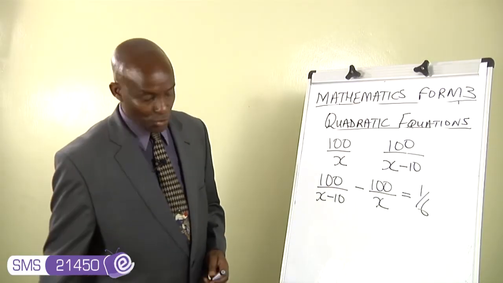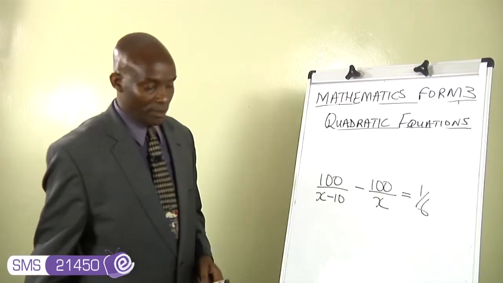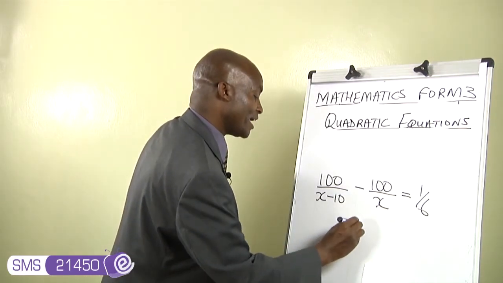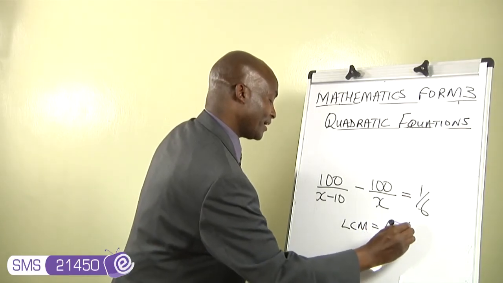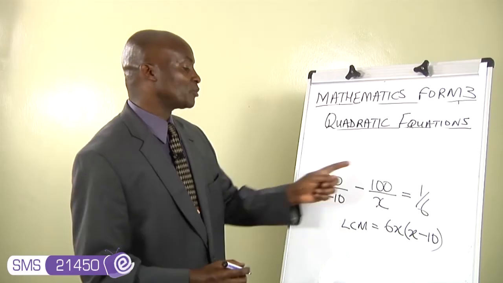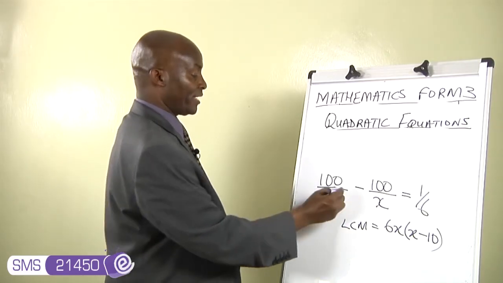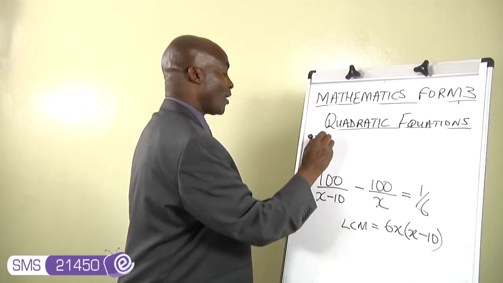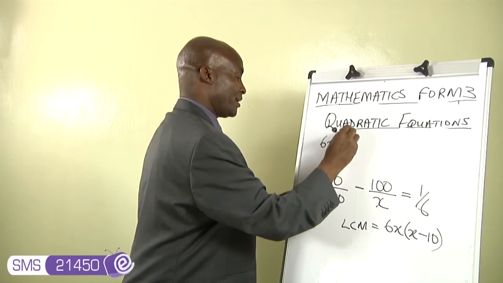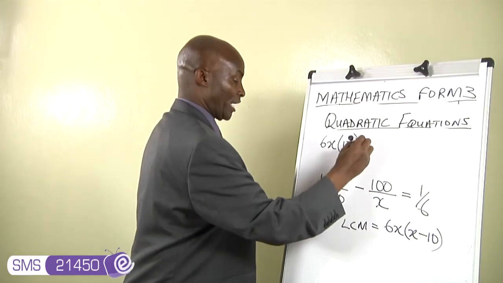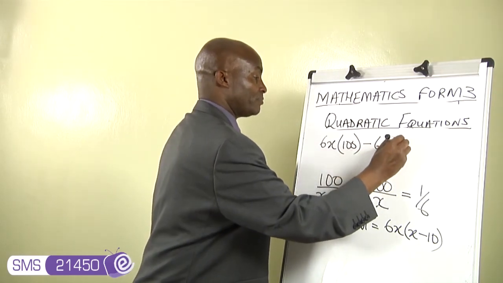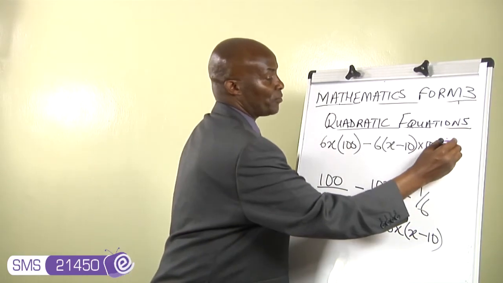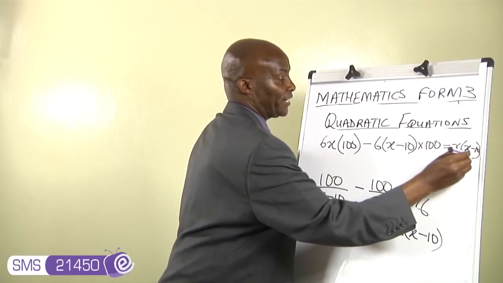And from there, what you need to do is to multiply this equation by the LCM of X minus 10, X and 6, which will be 6x, x minus 10. So if we multiply throughout by 6x, x minus 10, here the x minus 10 will cancel because 6x, x minus 10 divided by that, we get 6x. So we will have 6x times 100. And then this one, the x will cancel, and we will have minus 6 into x minus 10 multiplied by 100. And then on the other side, 6 will cancel, and we'll be left with x into x minus 10.